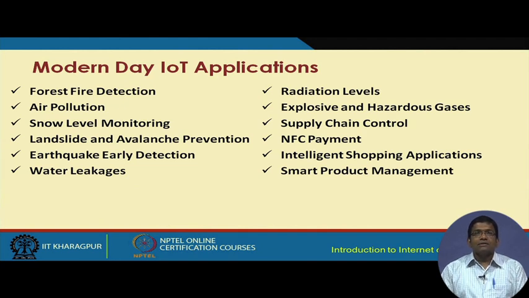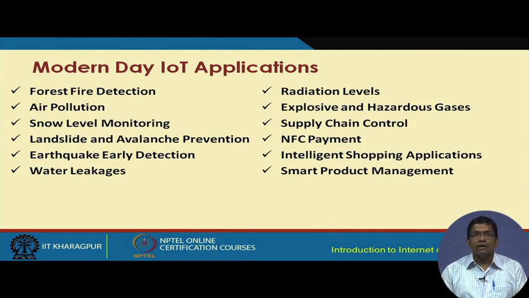Different other applications such as forest fire detection, air pollution monitoring, snow level monitoring, landslide monitoring, and avalanche prevention. Actually, landslide monitoring in our country, there have been different institutions that have already developed systems for landslide monitoring. Without getting into the details of it, let me proceed further. So, we have earthquake early detection and monitoring; seismic sensors have been developed. They can be connected, they can be internetworked, and so on.